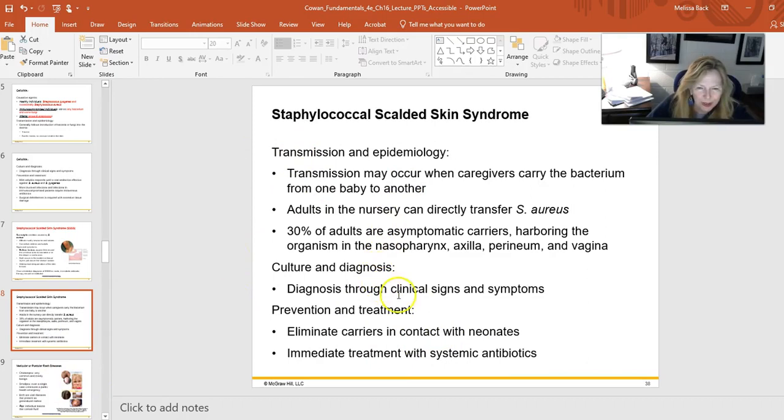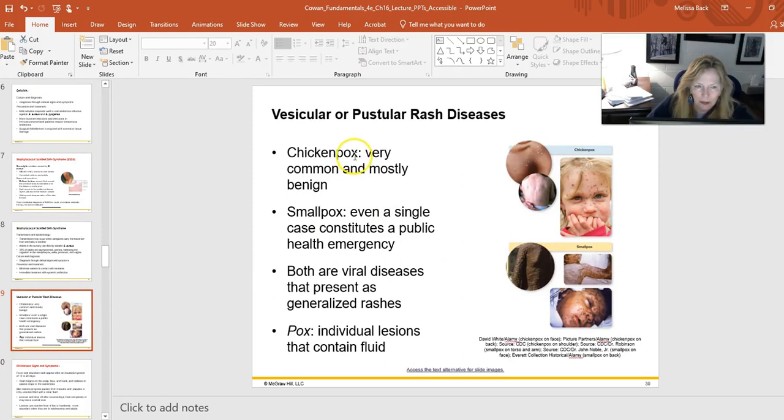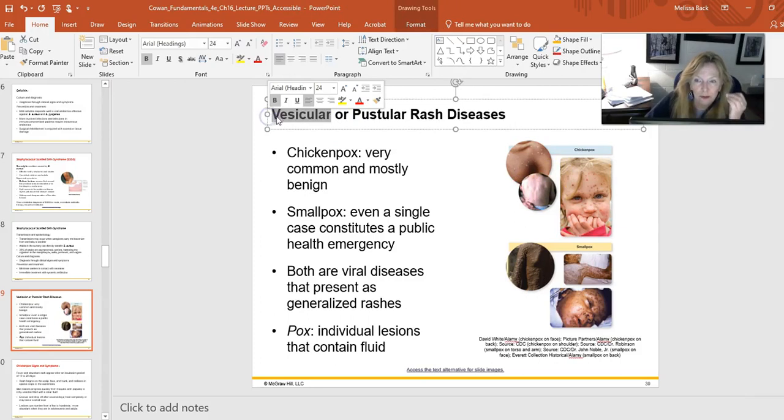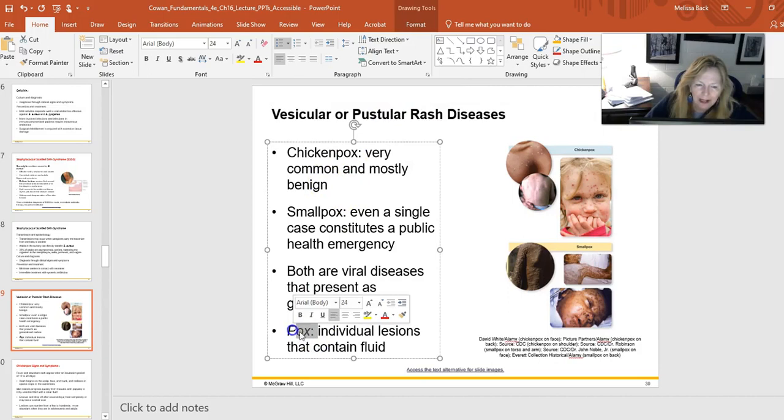All right, so these are just some of the places that we see them. Vesicular or pustular rashes, so little vesicles that are fluid filled. That's what a vesicle is, a fluid filled type of situation. So with these types of rashes, we sometimes call them pox, right? Because these lesions contain fluid. Chickenpox is very common and mostly benign, but does have a mortality rate associated with it.